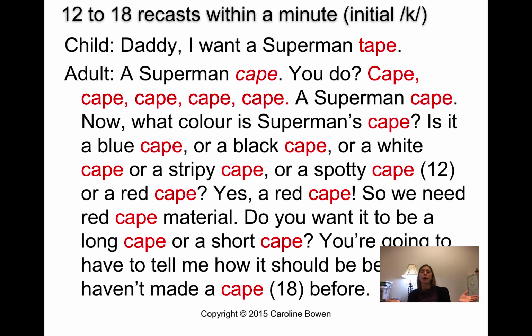Oh, it's a red cape, right? So we need to make some red cape material. What's red? Do we have a sheet at home that we can make a cape out of? Do you want it to be a long cape or a short cape, right? And again, hopefully you're pausing so the child can answer these questions. You're not just talking to the wall. And again, you have to tell me how we should make this because I haven't made a cape before. It's been a long time since I made a cape, right? So hit it hard for a minute and then just leave it unless he keeps talking about it.